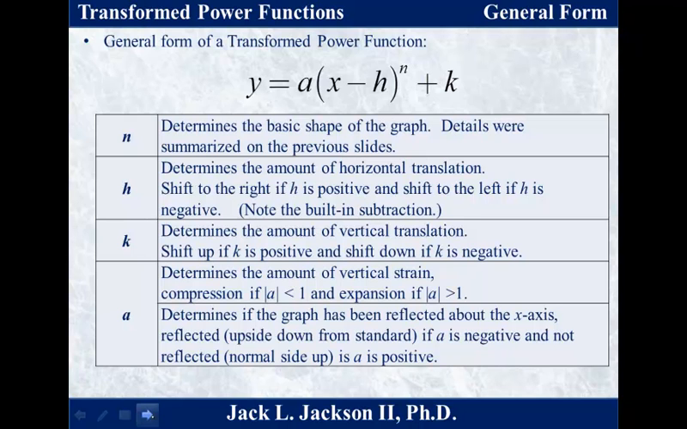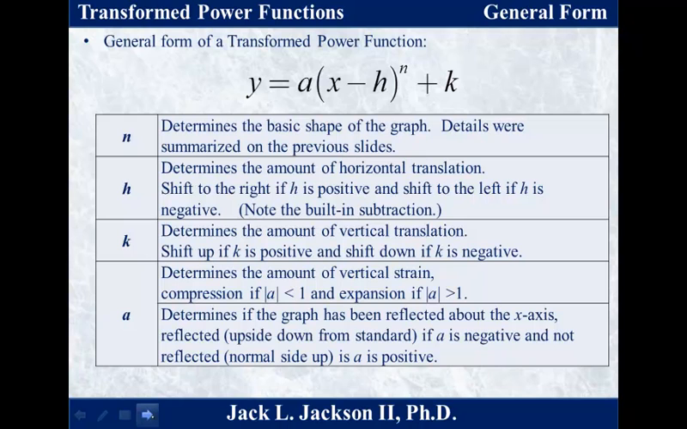So notice the h says that we've replaced x by x minus h, so that's an amount of horizontal shift, a horizontal translation. So we're shifting to the right if h is positive and to the left if h is negative. Notice the built-in negative sign. So if you see an x minus 2, then we've really shifted to the right 2, but if you see an x plus 3, we went to the left 3.